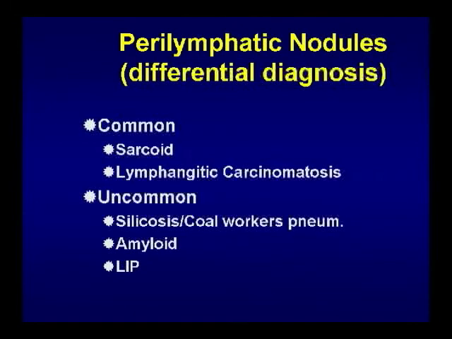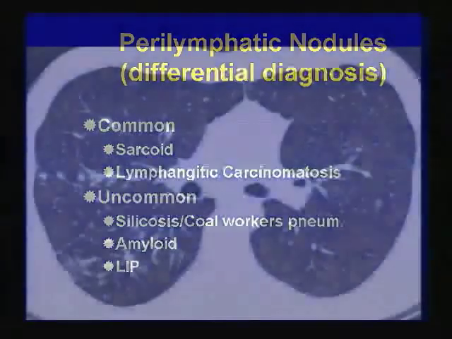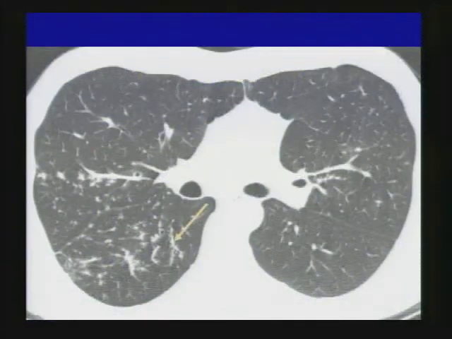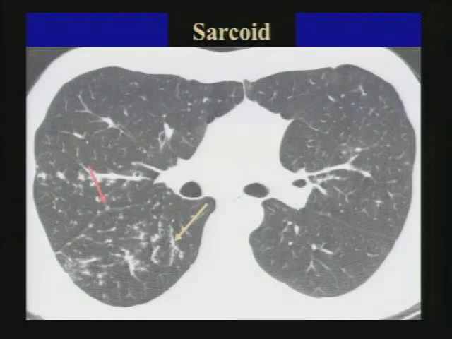Some uncommon causes, hopefully you won't see these, but there they are. Here's another nice example of perilymphatic nodules. Peribronchovascular nodules within the peribronchovascular interstitium makes those vessels look beaded. Nodules along those fissures, subpleural nodules. Beautiful example of early sarcoid. In a young, relatively asymptomatic patient, you see this classic distribution of perilymphatic nodules. All of these patients have sarcoid.